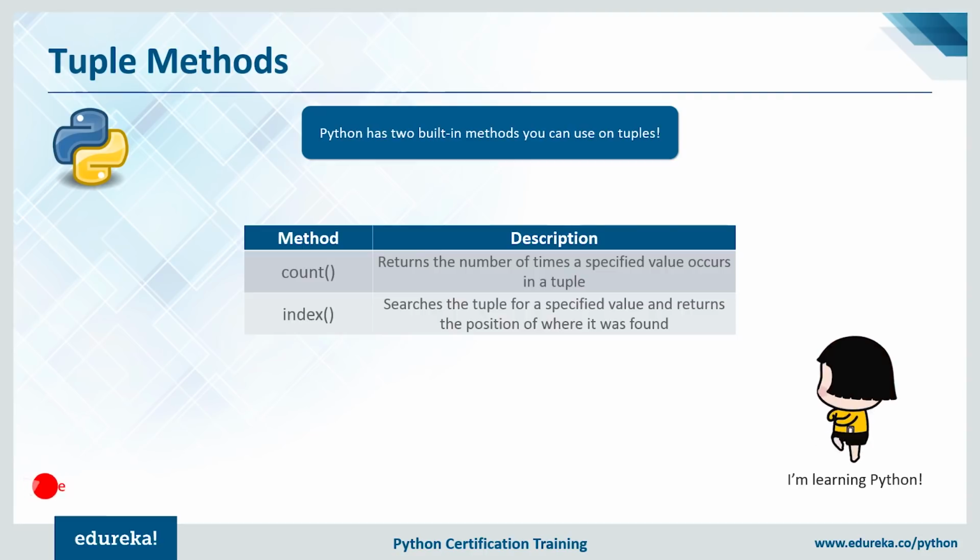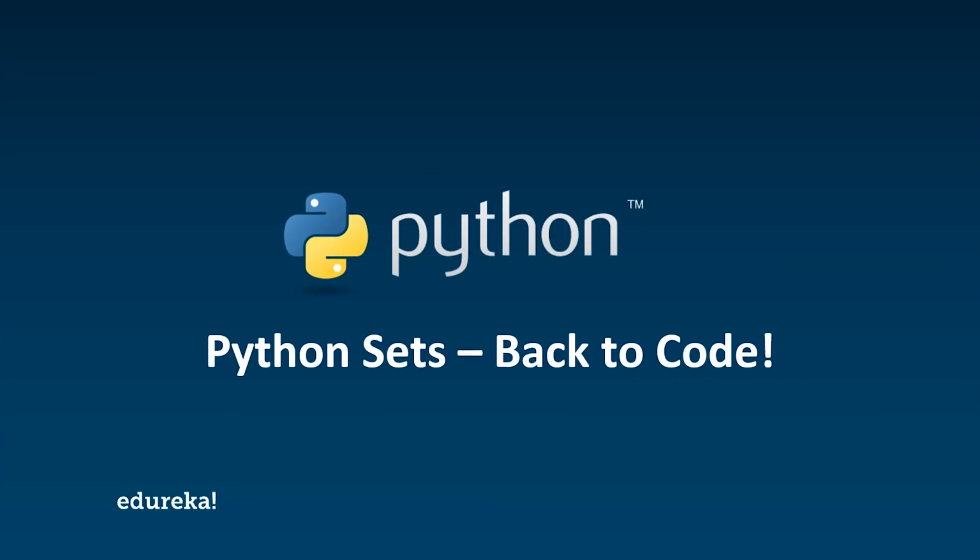Same thing for index as well. It searches a tuple for a specified value and returns the position where it was found. So we have apple, banana, and cherry. If you guys can recall, where is banana? Banana was the second term. What is the index of the second term? 2 minus 1, which is 1. So banana is in the second term, but the index is 1. Make sure you take a note of this, guys. I hope I'm really clear with all of the concepts. So let's dive back into more code with Python sets.